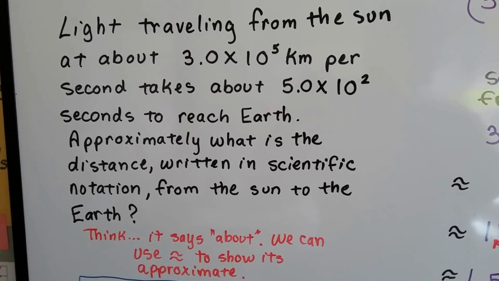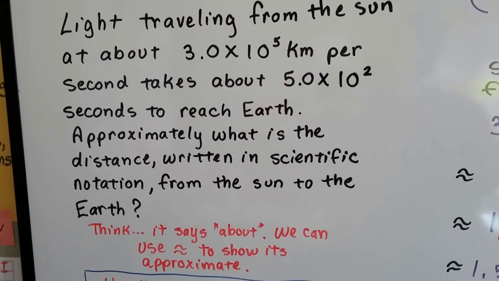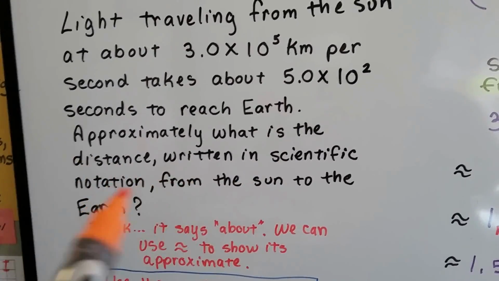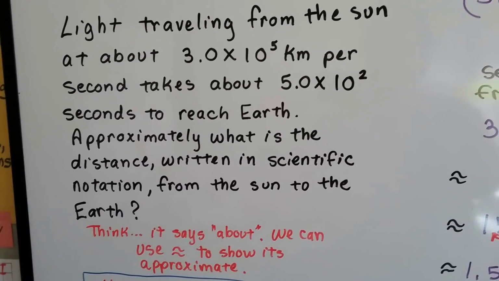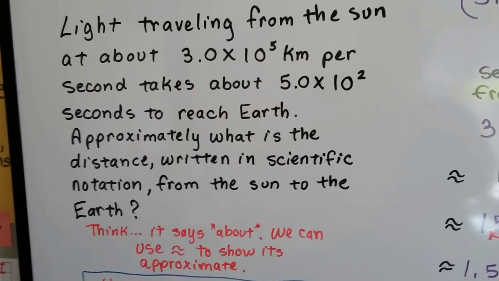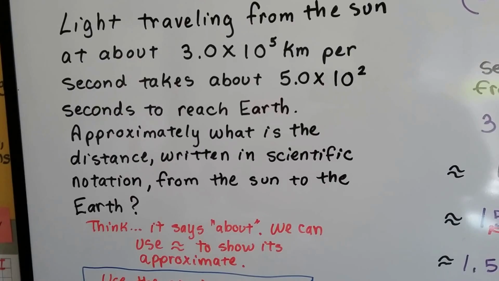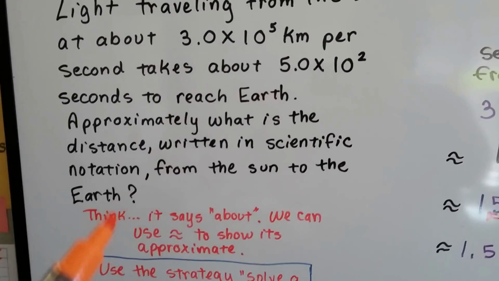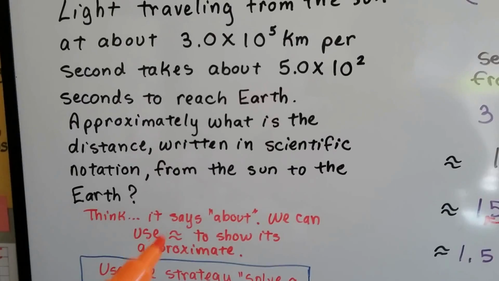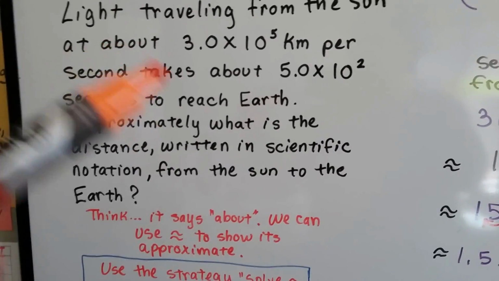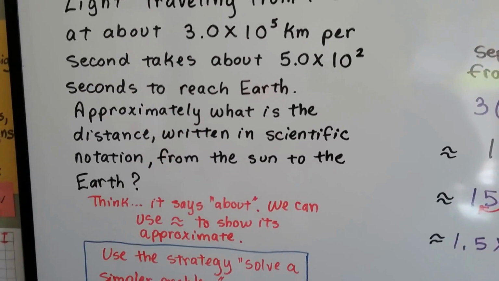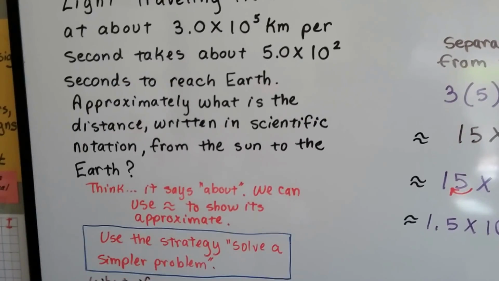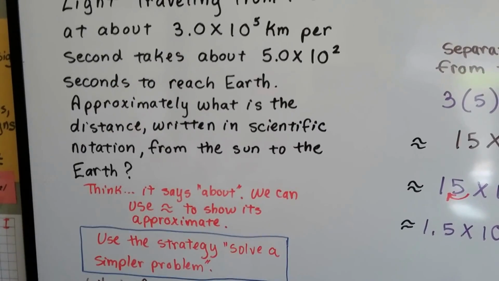All right, so what are they asking us to find? They're asking us to find the distance from the sun to the Earth, but they want it written in scientific notation. Now, it seems really confusing how we're going to solve this. What kind of equation are we going to write? So we see that right away it says it's about that much, so we know we're going to use an approximate symbol, okay? So we have to analyze this before digging right in, okay? And because it does seem confusing, let's use the strategy, solve a simpler problem, okay?